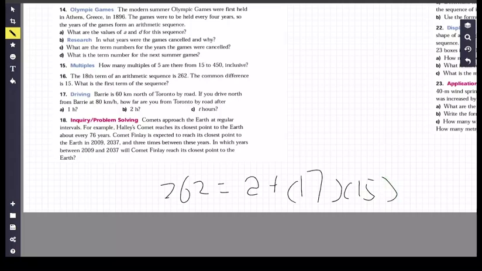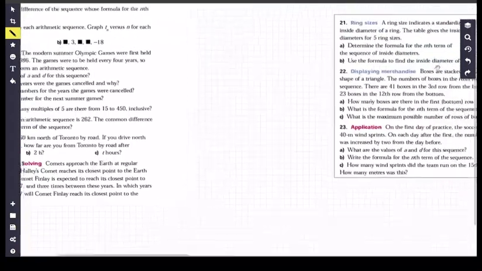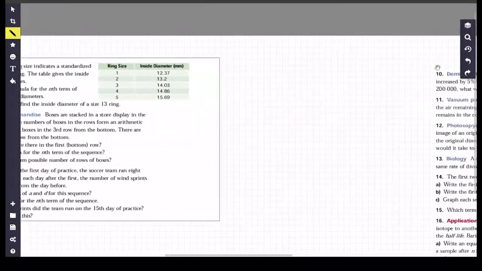All right. So that's just literally a linear algebra question. 17 times 15, that's 255. 262 minus 255, we know that A equals 7, right? And the rest of the questions are pretty easy. Barrie is 60 kilometers north of Toronto by road, and so on. All of this. So these ones are pretty easy.